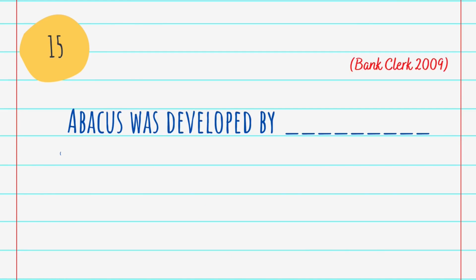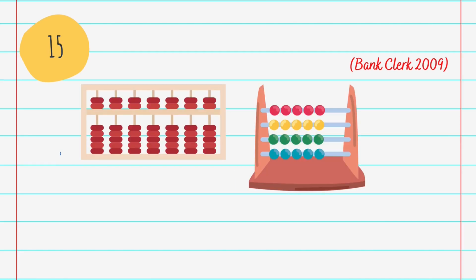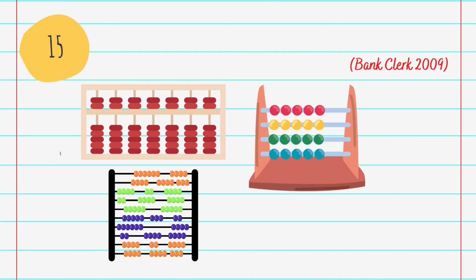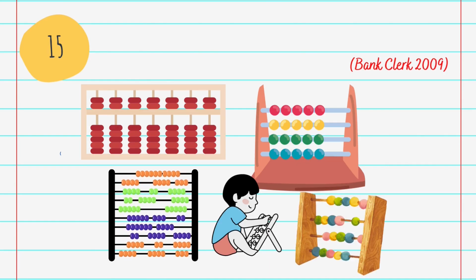Question number 15. Asked in Bank Clerk 2009. Abacus was developed by China. The abacus, called a counting frame, is a calculating tool which has been used in the ancient Near East, Europe, China and Russia. It consists of rows of movable beads or similar objects strung on a wire. They represent a digit. One of these two numbers is set up and the beads are manipulated to perform an operation such as addition or even a square or cubic root.